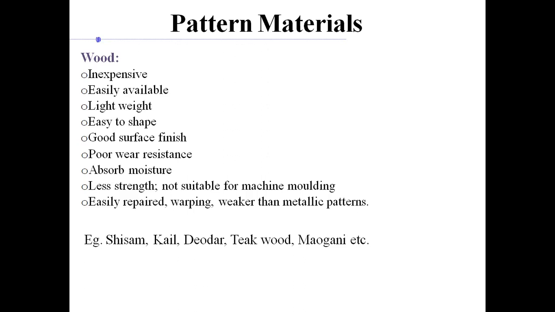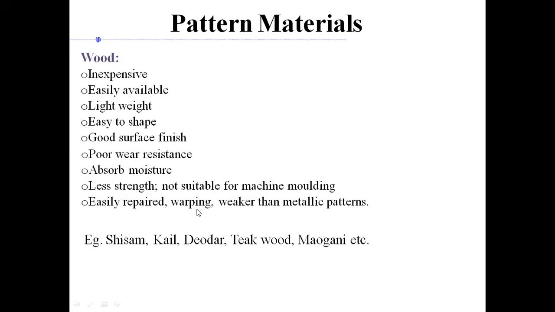So when there is moisture involved, wooden pattern will give us a lot of problems. Less strength, not suitable for machine molding. Okay, the strength is less. You see, when we pour the sand and we want to ram it, we can do it manually, or we can take the help of a machine, just so that it is rammed properly before removing the pattern. Machine molding cannot be done when we are using wooden pattern, because it has got less strength. It may break, as opposed to metals, which are strong. Wood has got less strength.